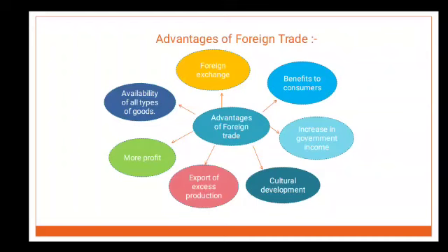Third, increase in government income. The government imposes import and export duties on imports and exports. In this way, the government is able to earn a lot of revenue from international trade. Fourth, cultural development. People of different countries come in contact with each other through international trade. They learn about each other's cultural qualities.